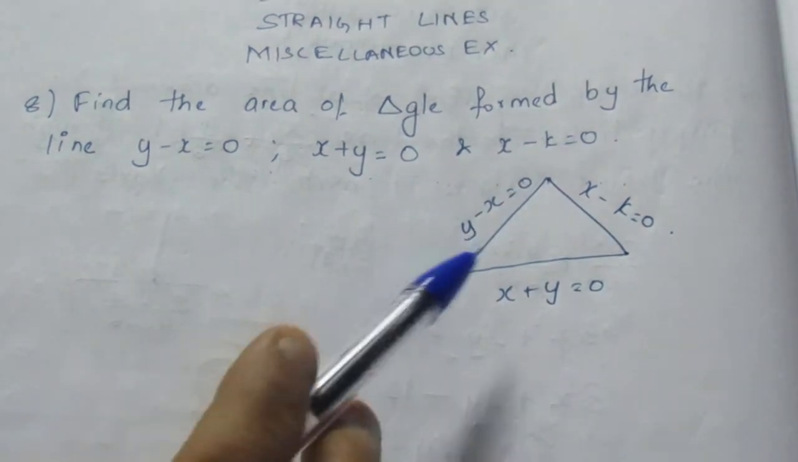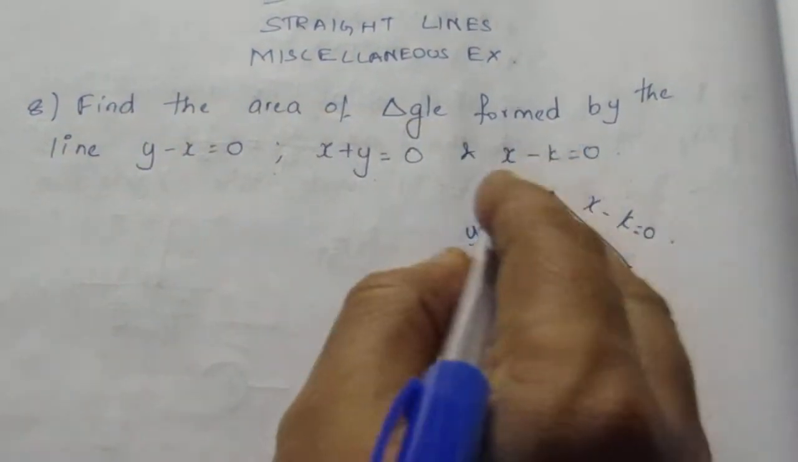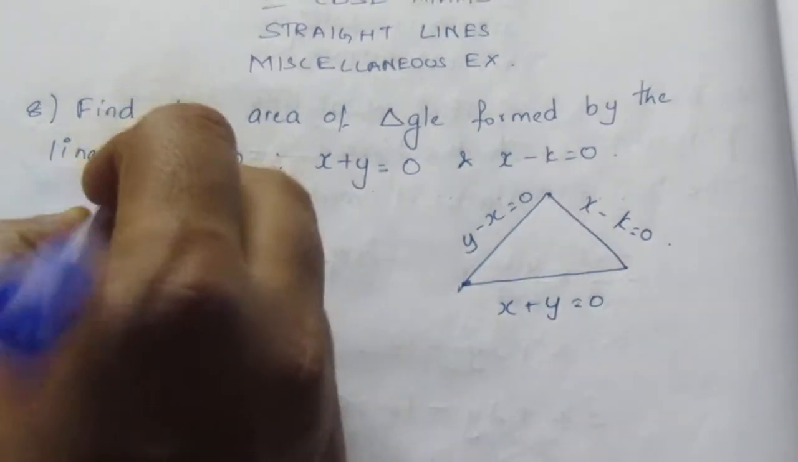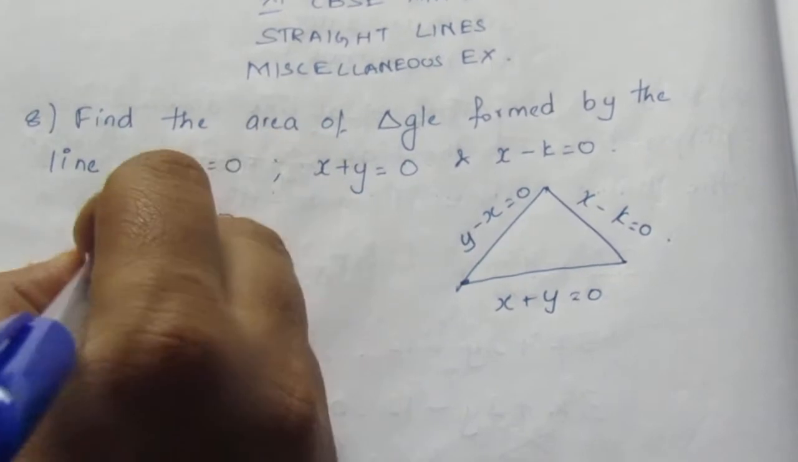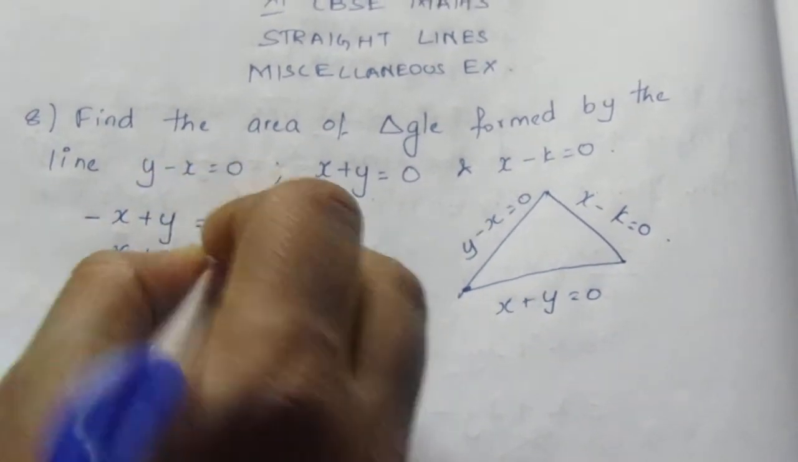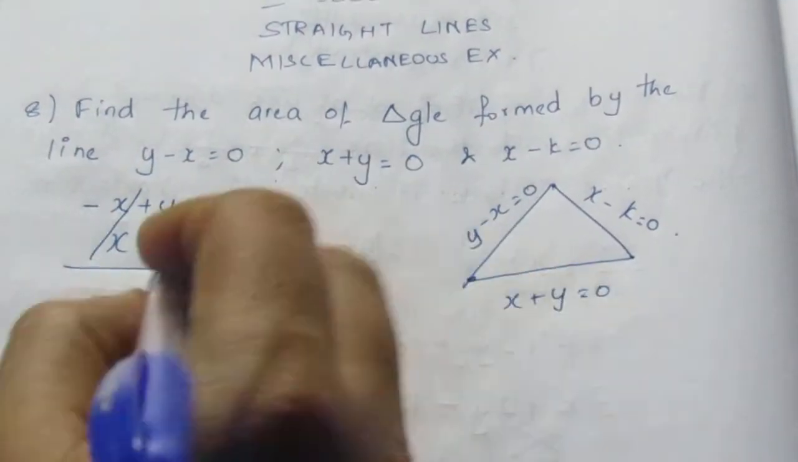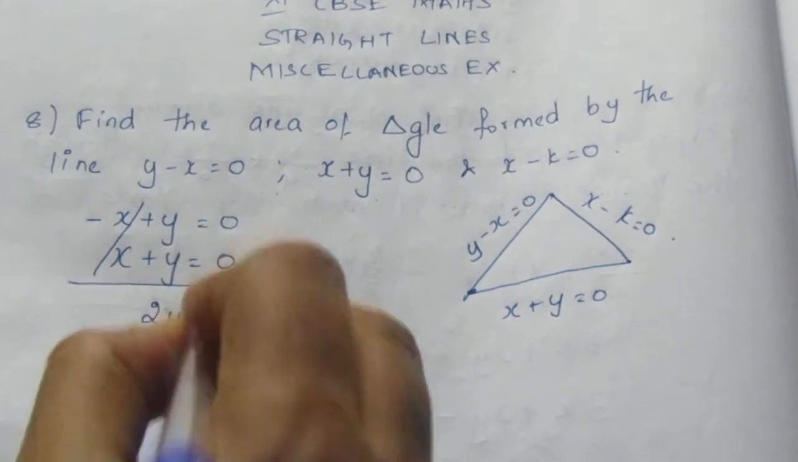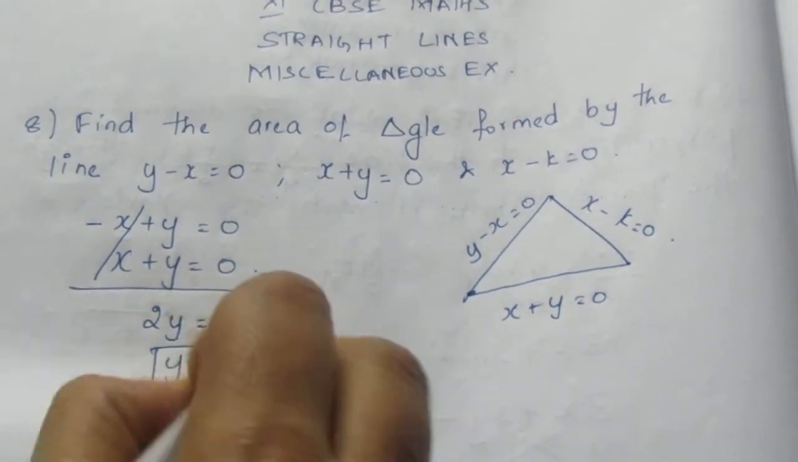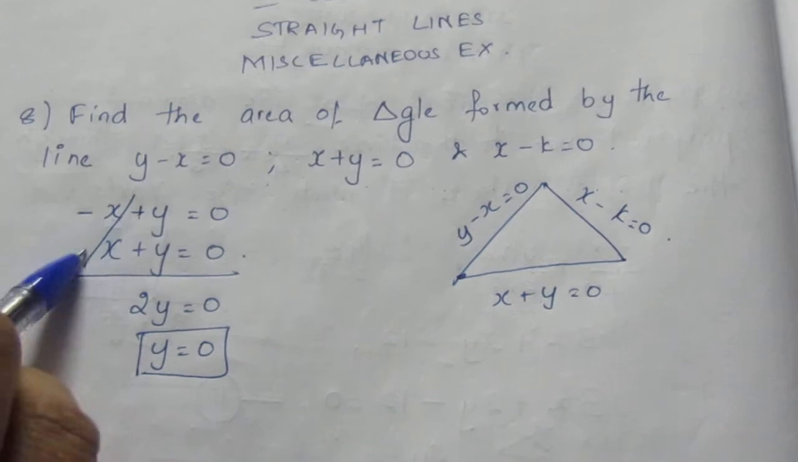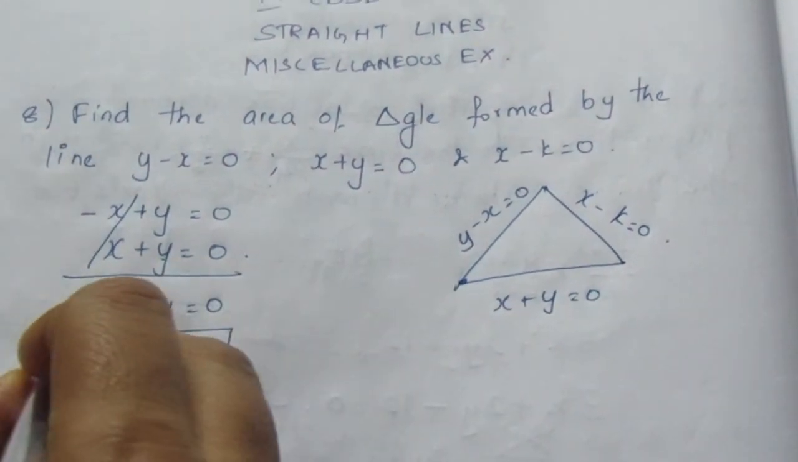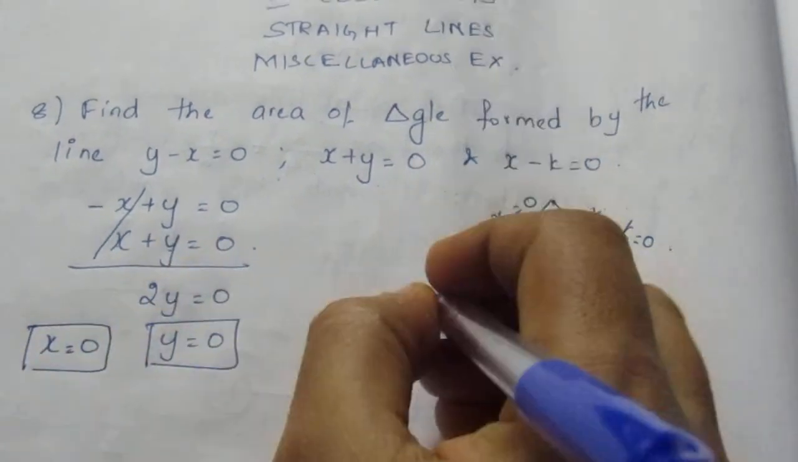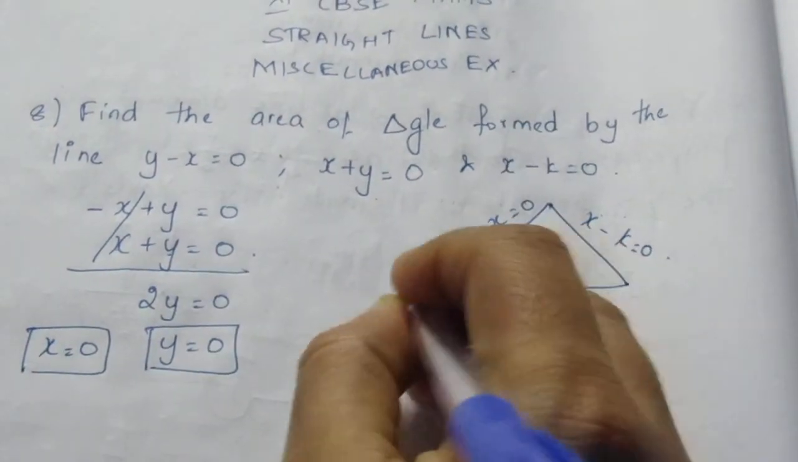Now, let me solve the first two equations to find the intersection point. Here it is minus x plus y equal to 0, x plus y equal to 0. If I add, this gets cancelled, 2y equal to 0, y is equal to 0. Substitute y equal to 0 in any of the equations. Here if I substitute it in the second, x is equal to 0. So this point of intersection is (0, 0).